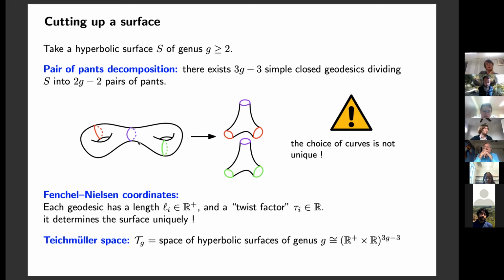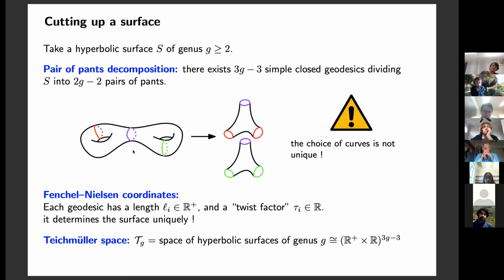Because if you give me the hyperbolic pairs of pants and I want to build my surface again, what I need to know is, first, the length of each of the boundaries, of each of the curves. And if I want to glue two boundaries back to each other, I just need to understand how twisted they are, the twist factor, before I glue them together. And so this determines the surface uniquely, and so you can build up the space of hyperbolic surfaces.